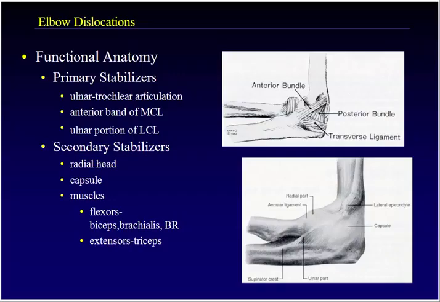Regarding the functional anatomy of the elbow, remember that the primary stabilizers are the ulnotrochlear articulation itself. You know, of course, the distal humerus, the trochlea, is recessed into the proximal portion of the ulna. Then you have the anterior band of the medial collateral ligament, which is, again, the most important medial primary restraint. And again, that attaches directly to the base of the coronoid process, so that's suspected to be disrupted in significant coronoid fractures. Then the ulnar portion of the lateral collateral ligament.